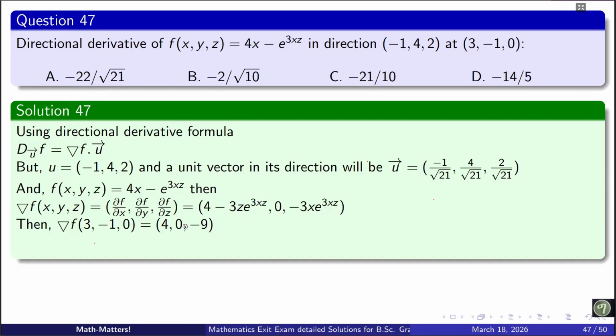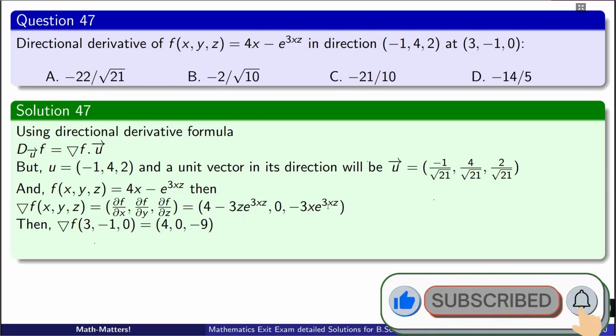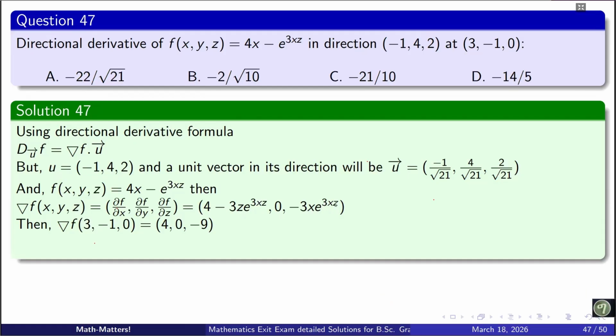The second one is already 0. And the last one here is minus 3 times x. x is 3, so 3 times minus 3 is minus 9. But e to the power of 3xz, since z is 0, becomes e to the power of 0, which is 1. 1 times minus 9 would be minus 9. Therefore, (4, 0, minus 9) is the gradient of the given function at the point (3, minus 1, 0).